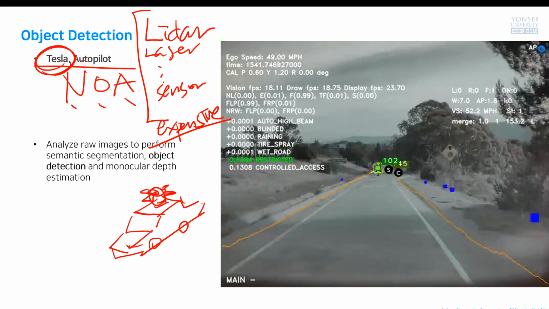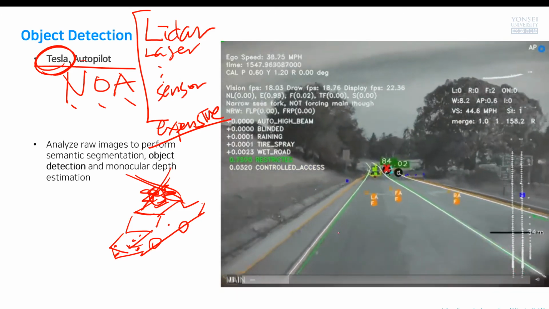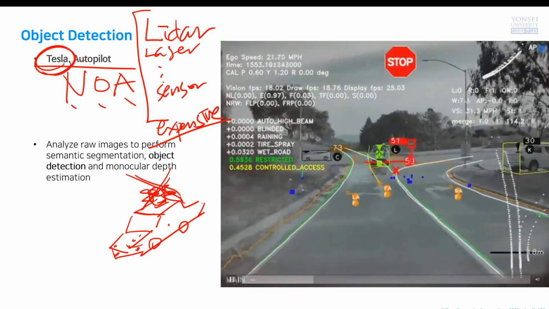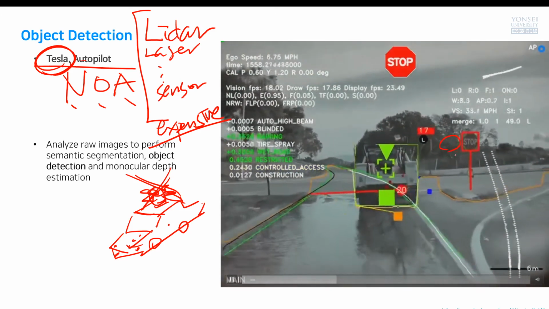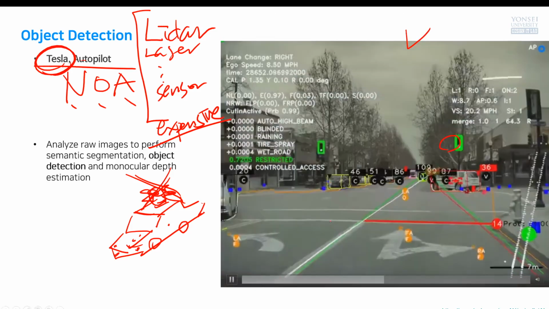But for Tesla, we don't need to place this one, because Tesla has just cameras, the same cameras attached to your smartphones, but many cameras, probably more than 10, 20. Anyway, only image processing, that's exactly what Tesla used. Take a look. When this car is driving, it understands this stop sign, okay? That is why this car can stop in front of that stop sign, okay?